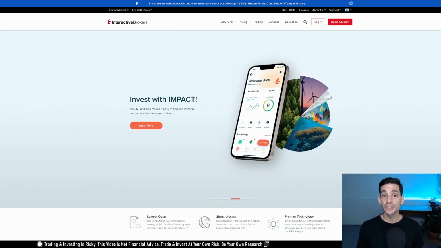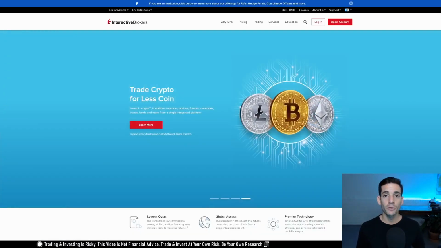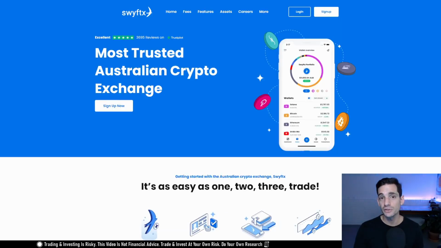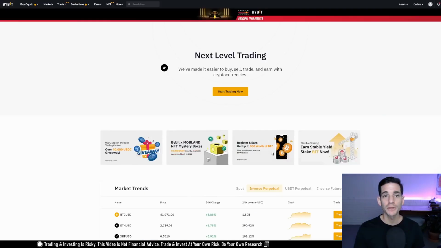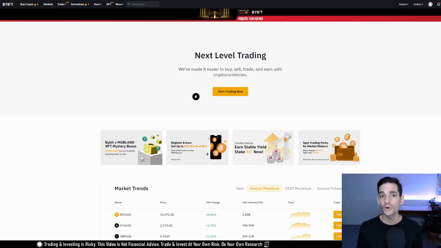You'll also need an exchange or a broker. I use Interactive Brokers for the traditional markets and also SwiftX. Now, SwiftX is for Aussies and New Zealanders for spot trading, and Bybit for leverage trading, although Bybit also offers spot trading too.